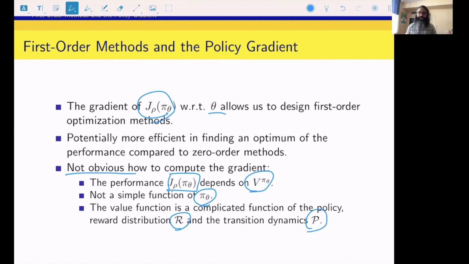So when we change a policy, essentially the agent may go to different regions of the state space and collect different types of rewards. So it's a non-trivial relation between the parameter of the policy and this value function. And what we want to do is compute the gradient itself. So, if I change theta a little bit, how much would the performance change? This doesn't seem to be an easy problem.